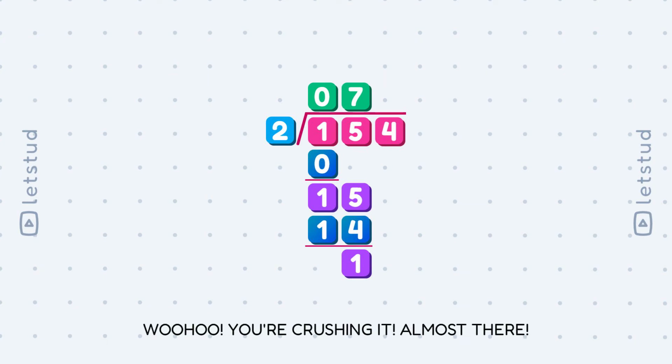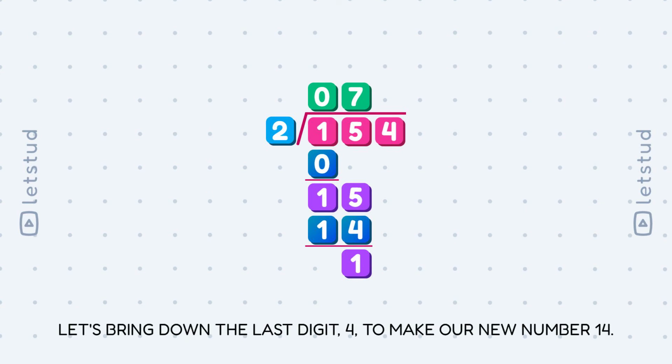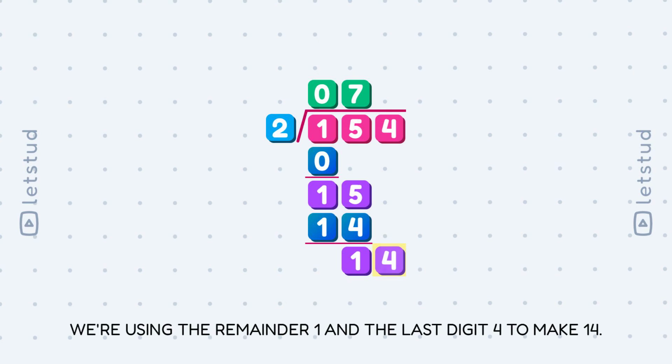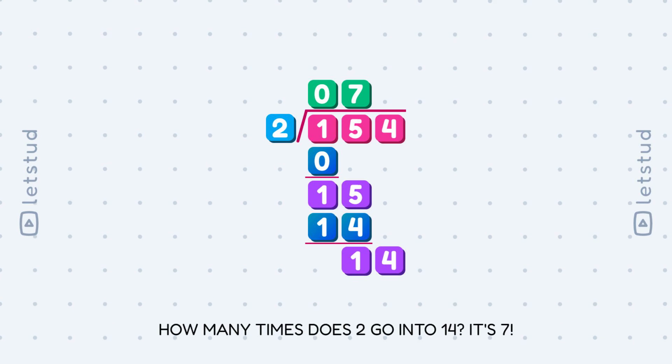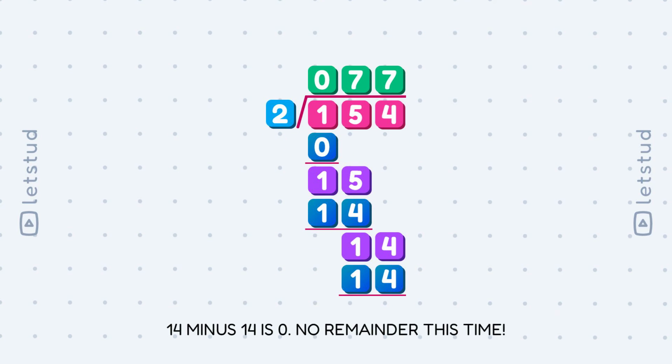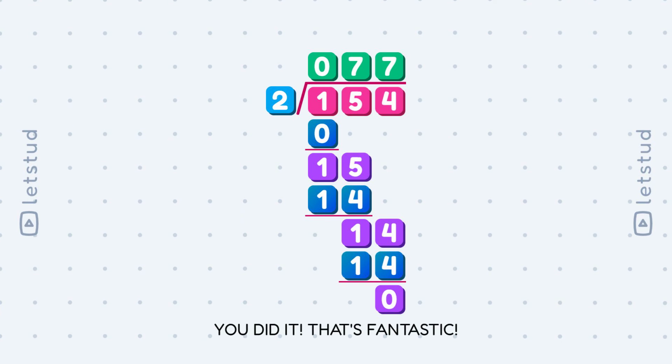Woohoo, you're crushing it, almost there. Let's bring down the last digit 4 to make our new number 14. Last step we have 14, let's divide 14 by 2. We're using the remainder 1 and the last digit 4 to make 14. How many times does 2 go into 14? It's 7. 7 times 2 is exactly 14, perfect. 14 minus 14 is 0, no remainder this time. You did it, that's fantastic.